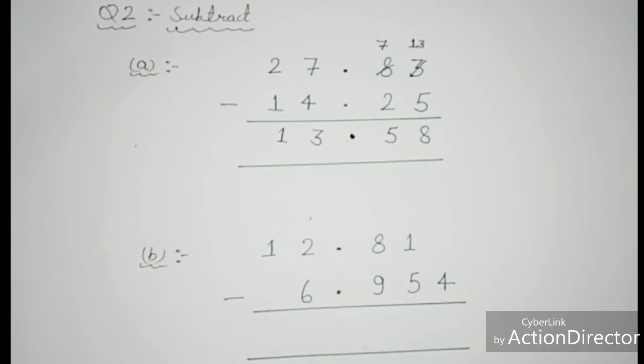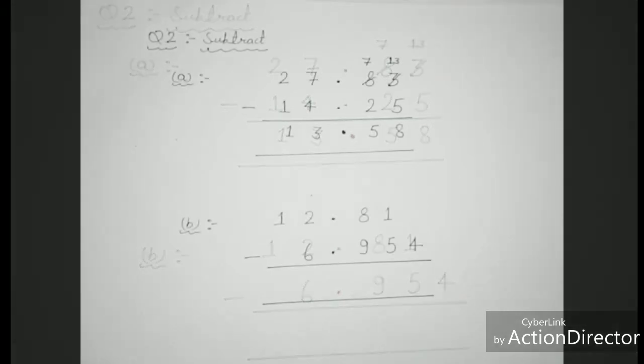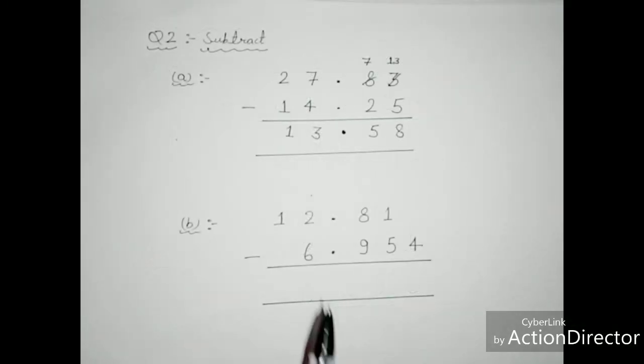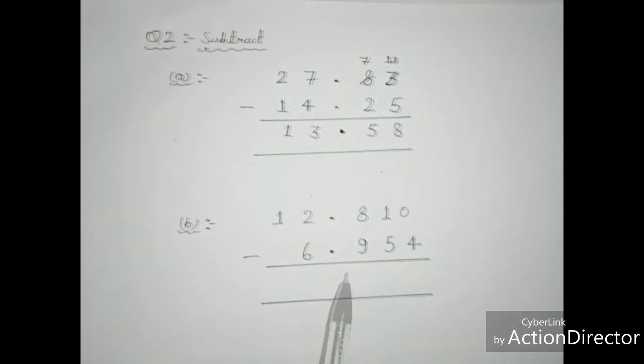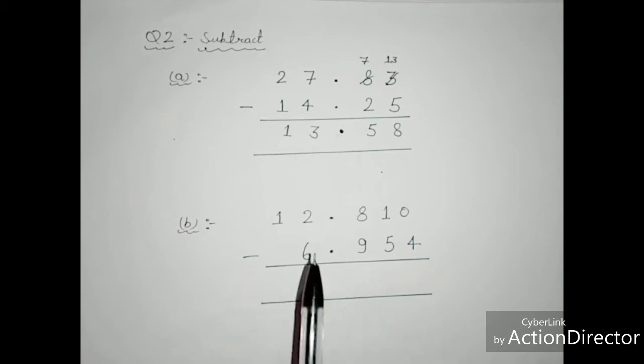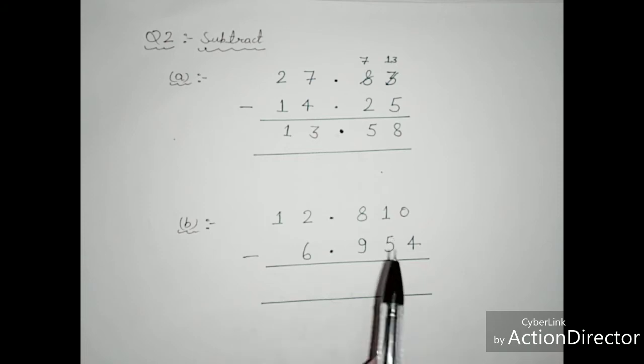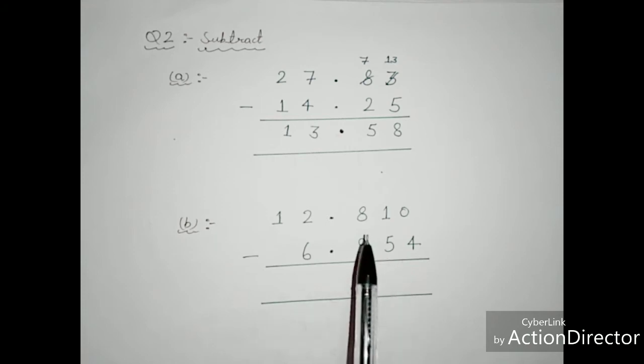So when we subtract 27.83 minus 14.25, it gives difference 13.58. Now example number B, 12.81 minus 6. We all know about like decimal and unlike decimal. So 12.81 is unlike here, so we increase zeros. So both numbers have maximum place value after decimal up to thousandths.